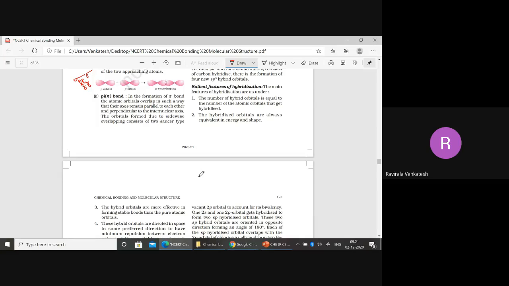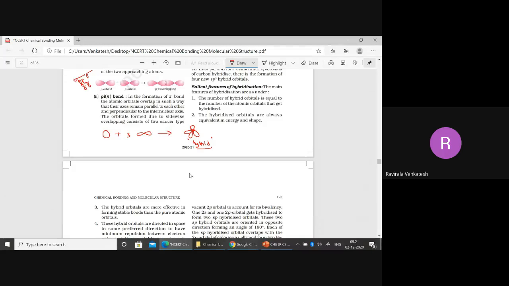Now, these atomic orbitals are pure atomic orbitals. When the pure atomic orbitals are mixed, we are going to get new orbitals. They are called hybrid orbitals, and this process is called hybridization. For example, I'm taking one s orbital and three p orbitals mixed. In that case, we are going to get hybrid orbitals like this. This is called a hybrid orbital. How did you get the hybrid orbital?